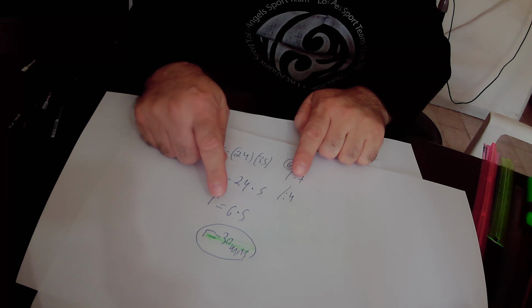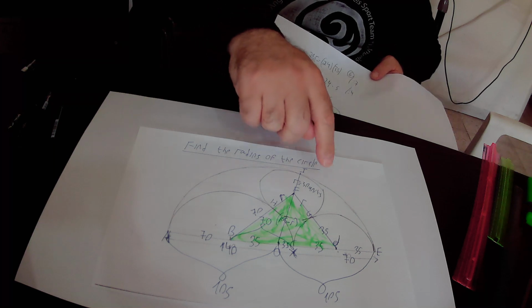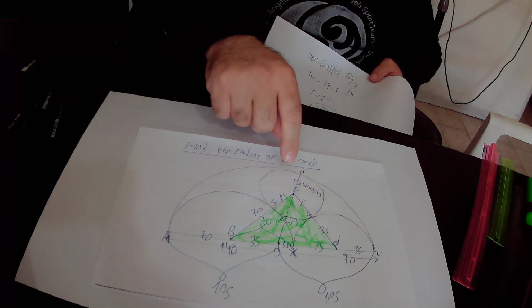6 times 5 is 30, so we found out that the radius that we are looking for, the radius of this circle, small r, equals 30 units.